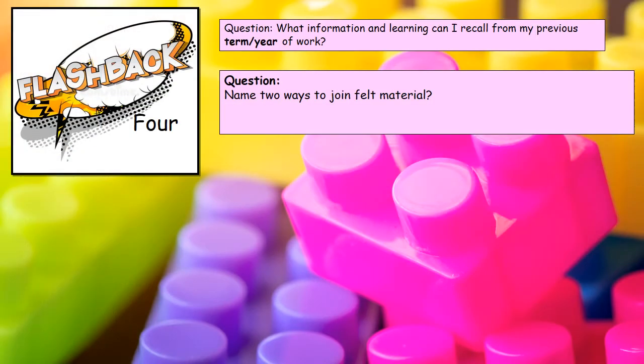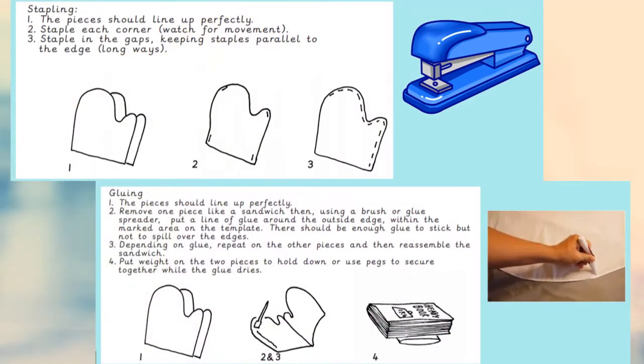What information and learning can I recall from my previous term of work? Name 2 ways to join felt material. During our D&T lessons, we explored using staples and glue to join felt material.